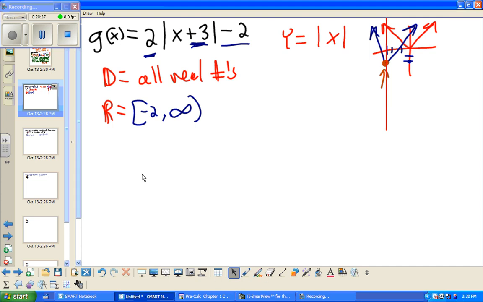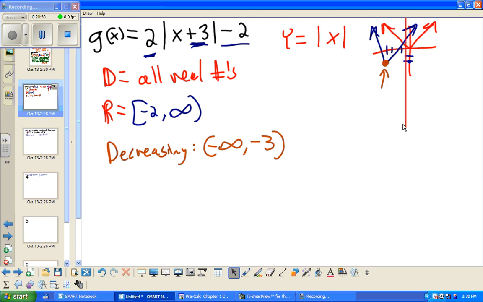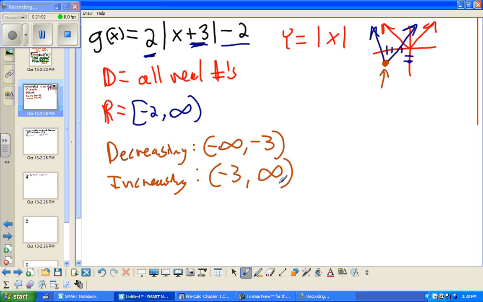Okay, so I would write down decreasing on the interval -infinity to -3. Then what happens at -3? Obviously, if that's where something happened, it now is going to be increasing from -3 throughout the rest of the graph. So that's what you would write, increasing from -3 to infinity.